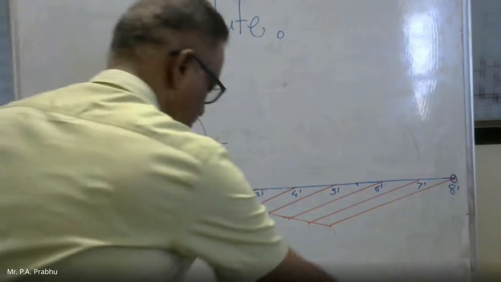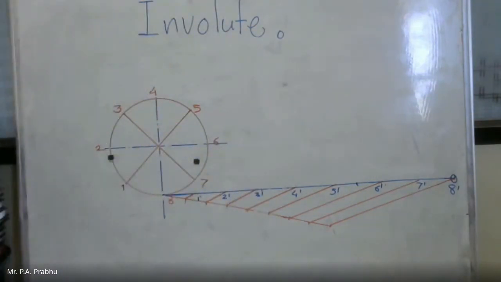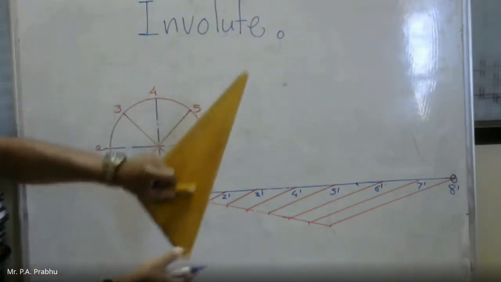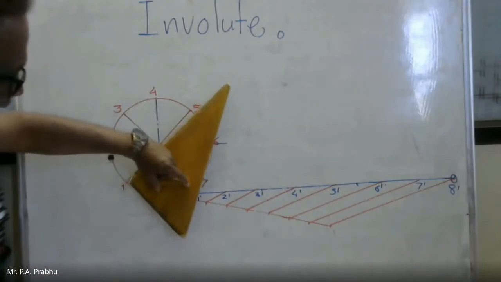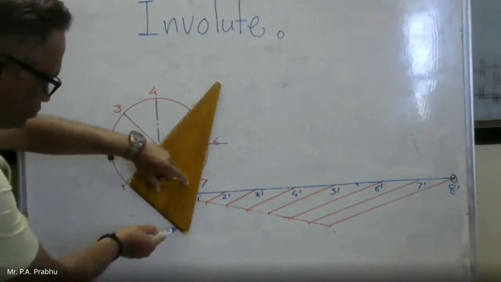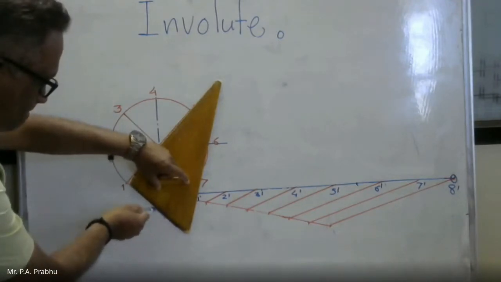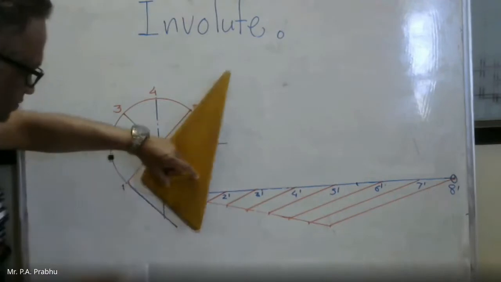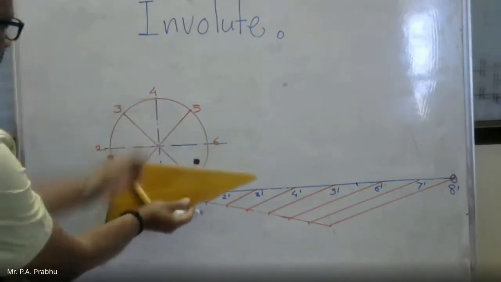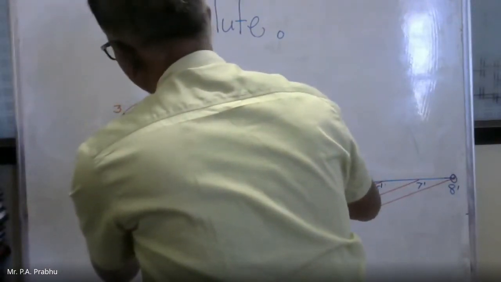How to draw? Either use any graphical method or use your set square 30, 60, 90. Keep one side parallel to this division and draw the tangent to the circle. Draw with a faint line.